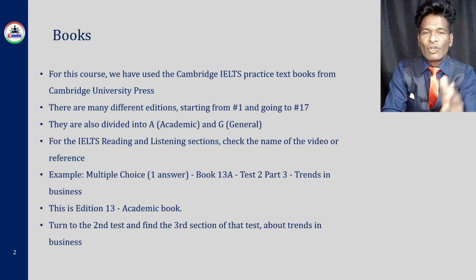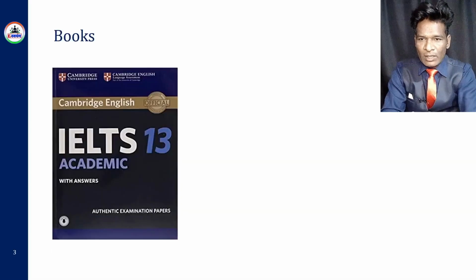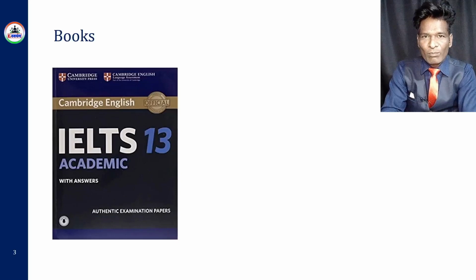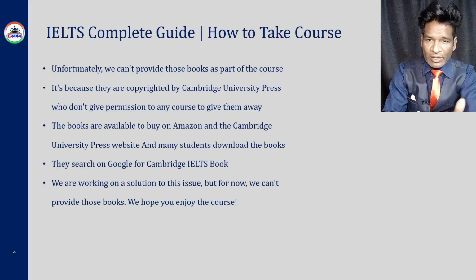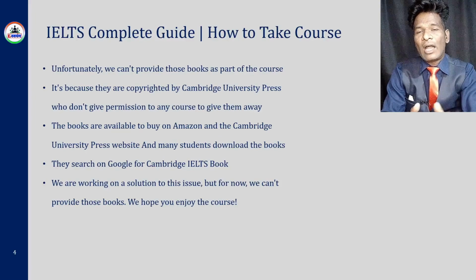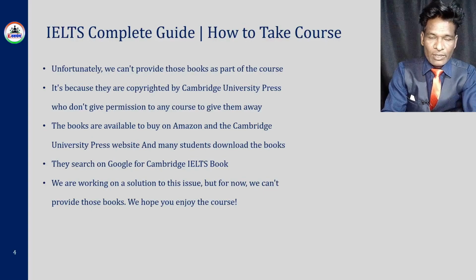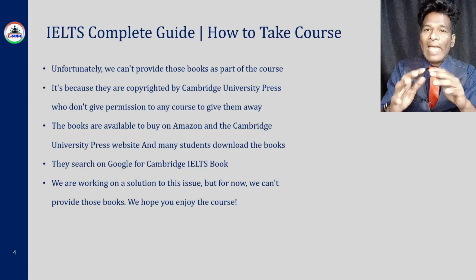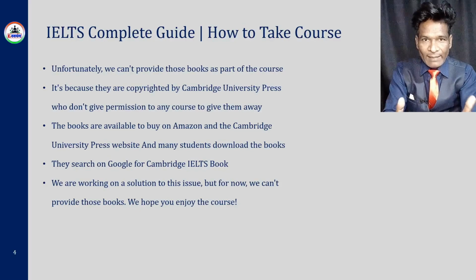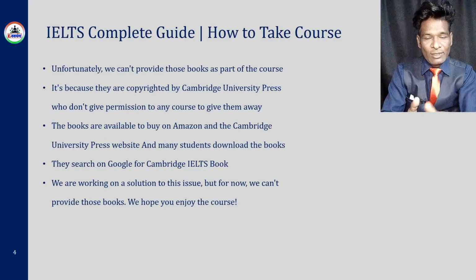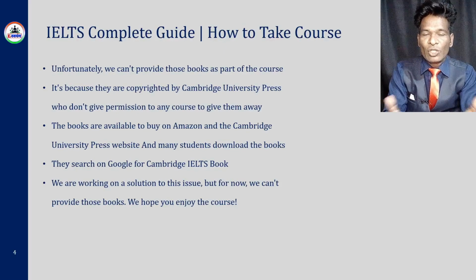And in case you're not sure what the book looks like, this is the book. This is what you have to search on Google. Now, unfortunately, we aren't able to provide those Cambridge books to you ourselves as a part of this course. The reason for that is that the books are copyrighted by the Cambridge University Press, and they don't give permission to any course to give the books away. So what we can do is check them together. We can find out the answers together and we can practice them together. Unfortunately, what we can't do is give you those books directly.